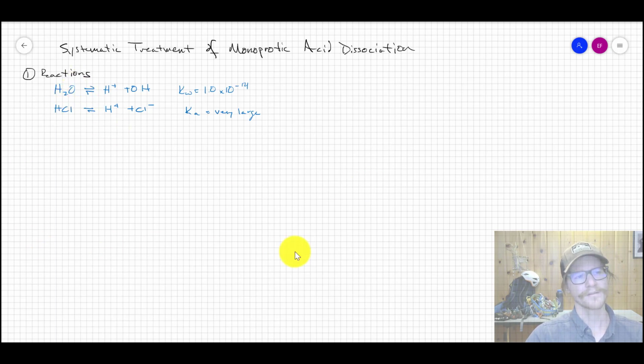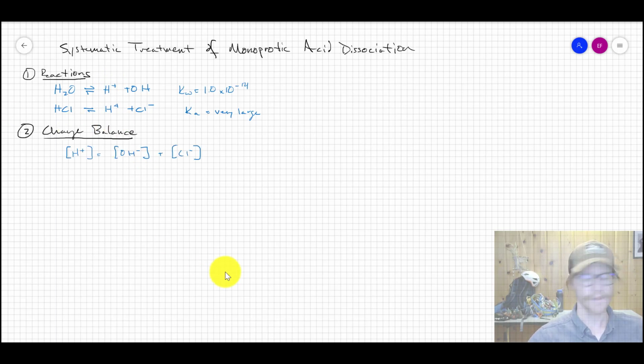And then we also have just the reaction of water with itself, which we call the dissociation of water into protons and hydroxide, and that has its own equilibrium constant Kw of 1.0 times 10 to the minus 14. So we can craft a charge balance pretty quickly here. There's not much going on in this system, so the only positive ion we have is H+, and the only negative ions we have are OH- and Cl-. So we set those concentrations equal to each other.